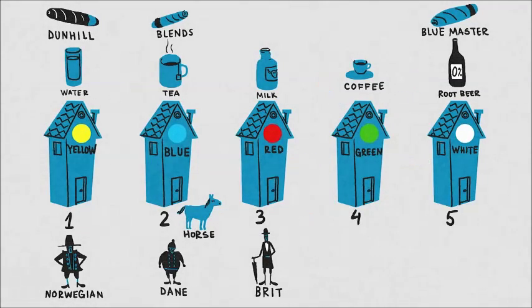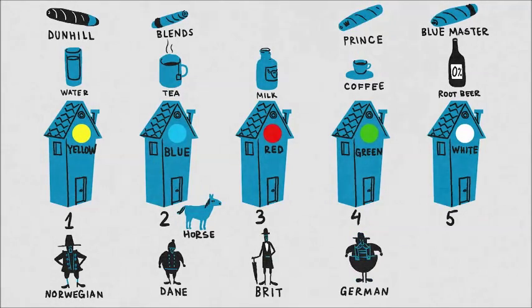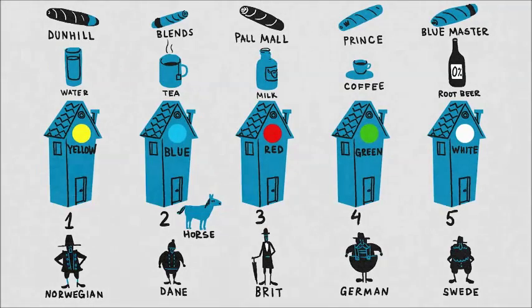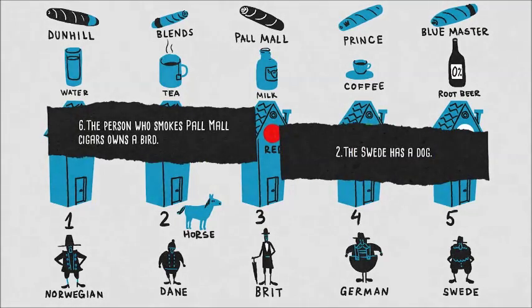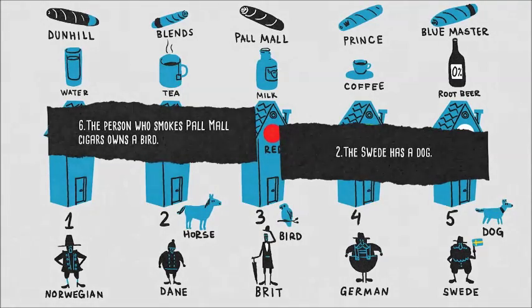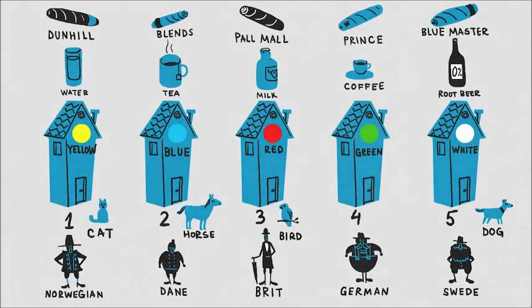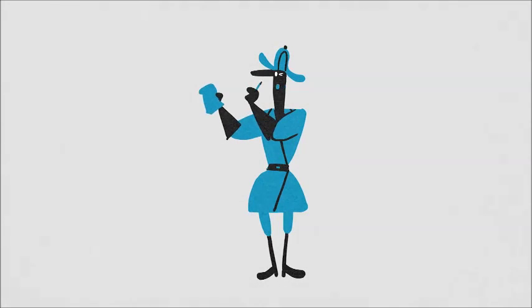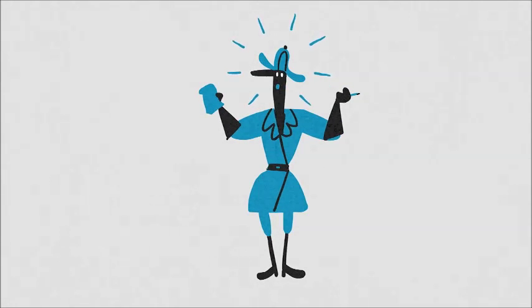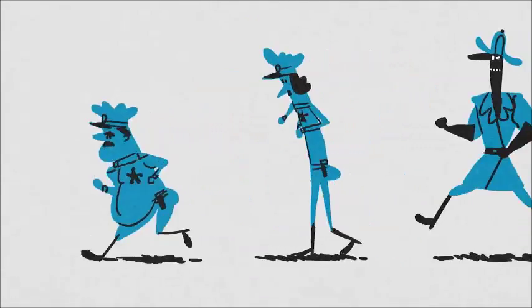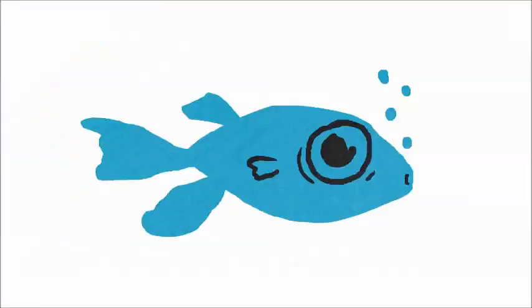The fourth house is now the only one missing a nationality and a cigar brand, so the Prince-smoking German from clue 13 must live there. Through elimination, you can conclude that the Brit smokes Pall Mall and the Swede lives in the fifth house, while clue 6 and clue 2 tell you that these two have a bird and a dog, respectively. Clue 10 tells you that the cat owner lives next to the blend-smoking Dane, putting him in the first house. Now, with only one spot left on the grid, you know that the German in the green-walled house must be the culprit. You and the police burst into the house, catching the thief fish-handed.